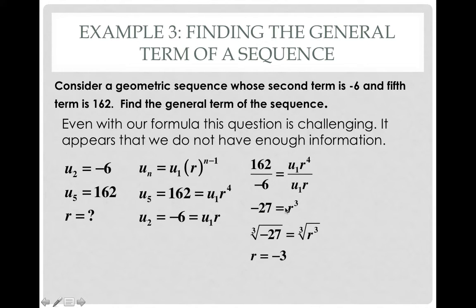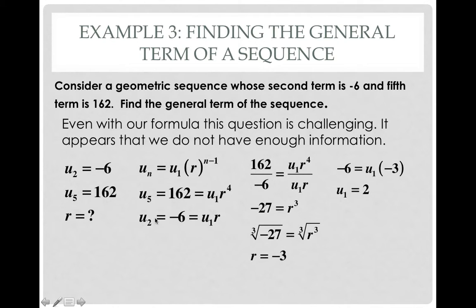Then we can take the cube root of both sides. You are allowed to take the cube root of a negative number here, because -3 times -3 times -3 is -27. So we find out that r is equal to -3. We can't stop there though. We have to now know what the first term is. So we can take either one of these equations and substitute what we know r to be to figure out what u1 is.